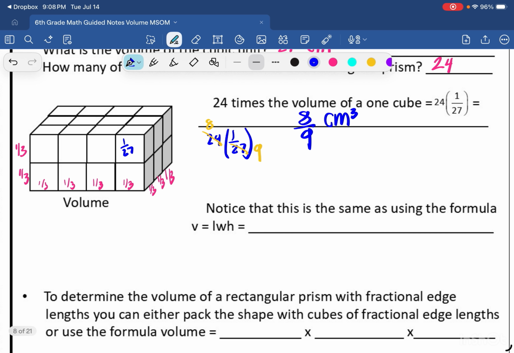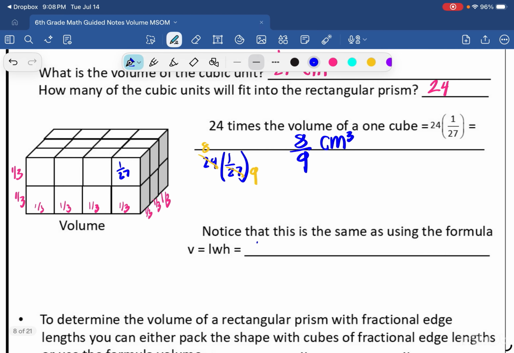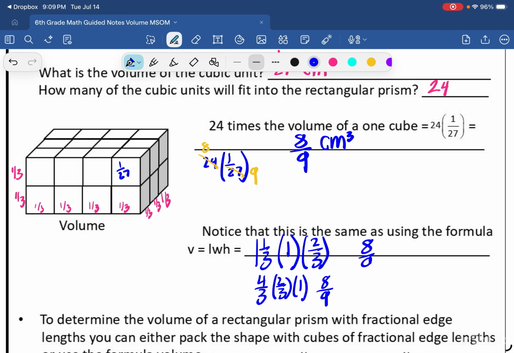Notice that this is the same as using the formula volume equals length times width times height. So the length is 1 1/3, the width is 1, and then the height is 2/3. Let's change 1 1/3 to an improper fraction. So that's going to be 4/3 times 2/3, and then times 1, which we don't need to write, but we will. So 4 times 2 is 8, 3 times 3 is 9. So that checks out as 8/9 centimeters cubed.